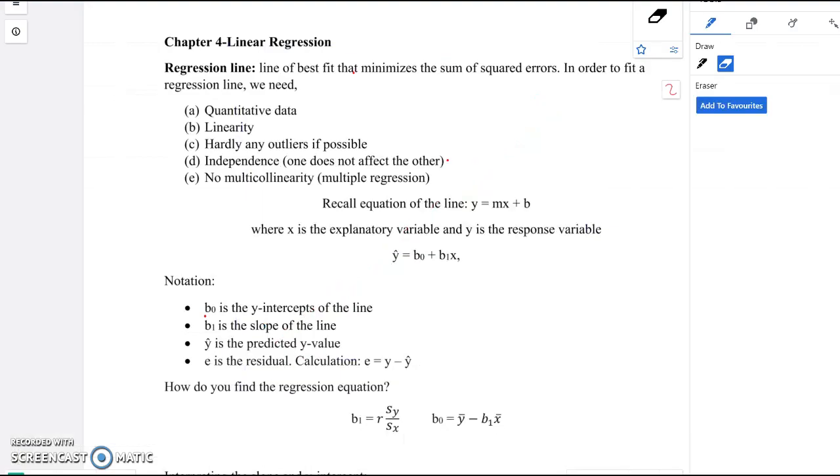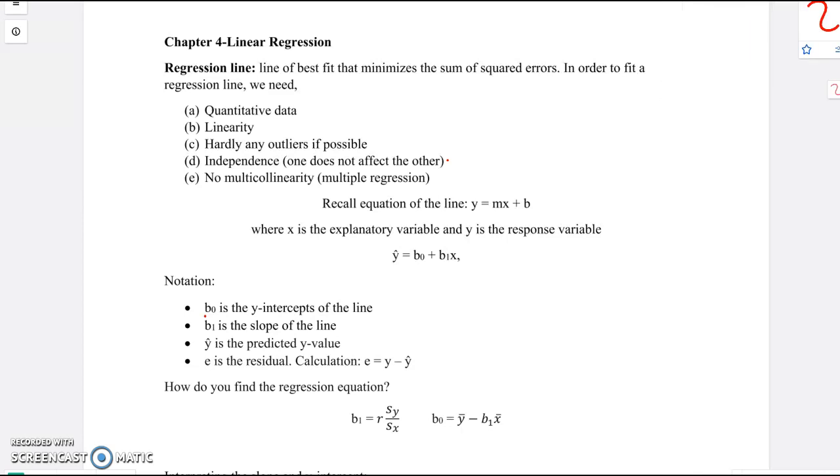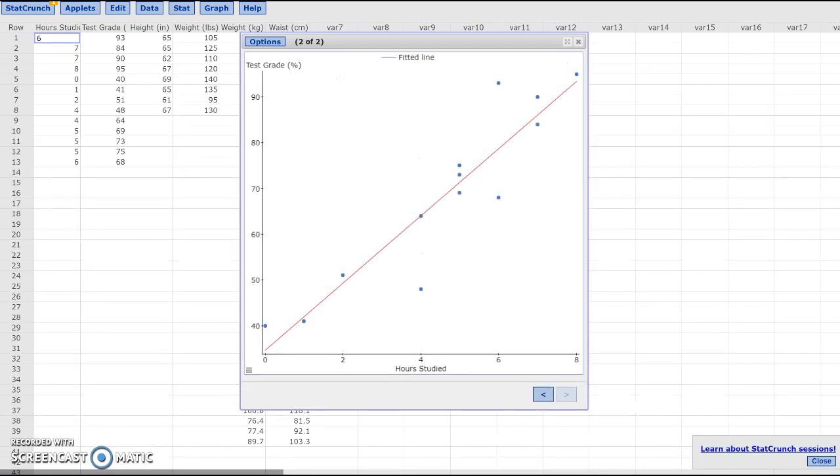Now, what is this line? Well, this line is what we call the regression line, okay? So the regression line is basically the line of best fit that minimizes the sum of squared errors. So in essence, we're finding this line, and this line minimizes the errors that we're going to make, because we know that the line is not going to be precise. If I go back, this line doesn't go through all of it. There is some error.